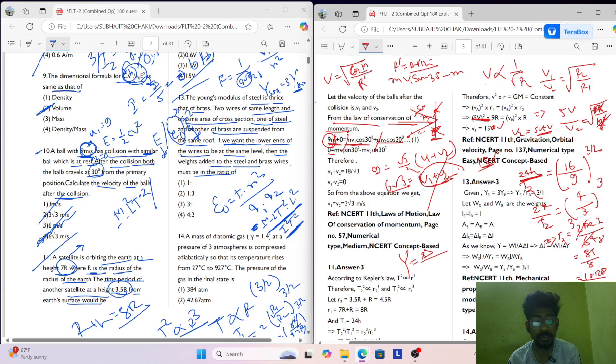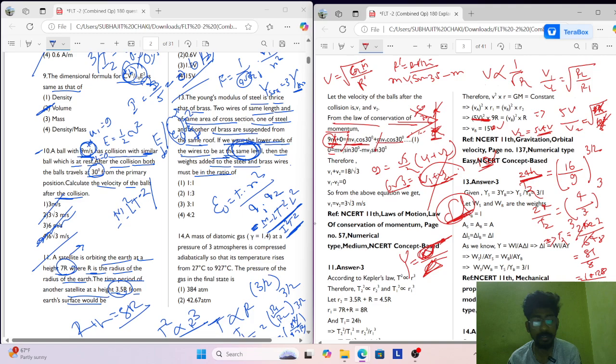So if we want the lower ends of the wires at the same level, same level means what? The elongation will be equal, means the del L part will be equal.